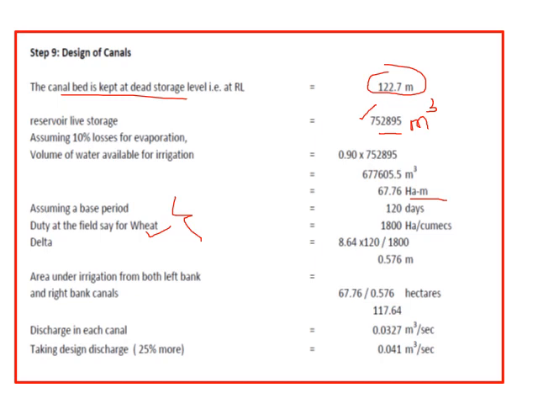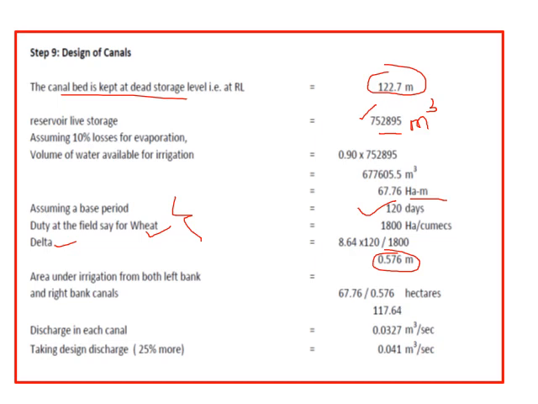So particularly for the wheat, we have a base period of 120 days, where the duty is about 1800 hectares per cumec. Therefore you can decide the delta, which is 8.64 B by duty. So 8.64 into 120 days divided by duty comes to about 0.576 meters. Therefore the depth of water that is required is 0.576 meters.